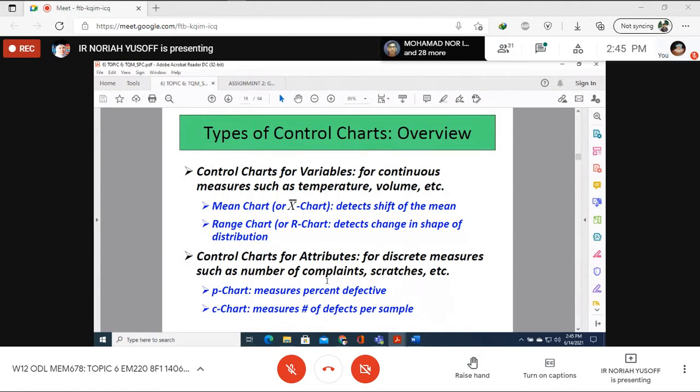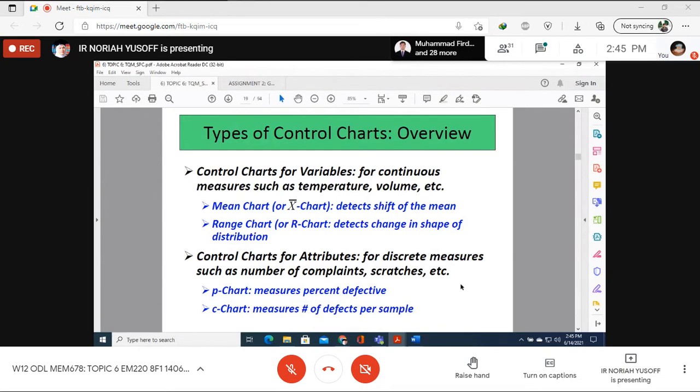Why? It is true for the variable control charts. Usually, you will monitor both X bar and R chart because the X bar will monitor in terms of the mean value to shift to the right or to the left. Okay, but the R chart will help you to monitor in terms of the data dispersion. Data tu disperse ke tidak. Okay.